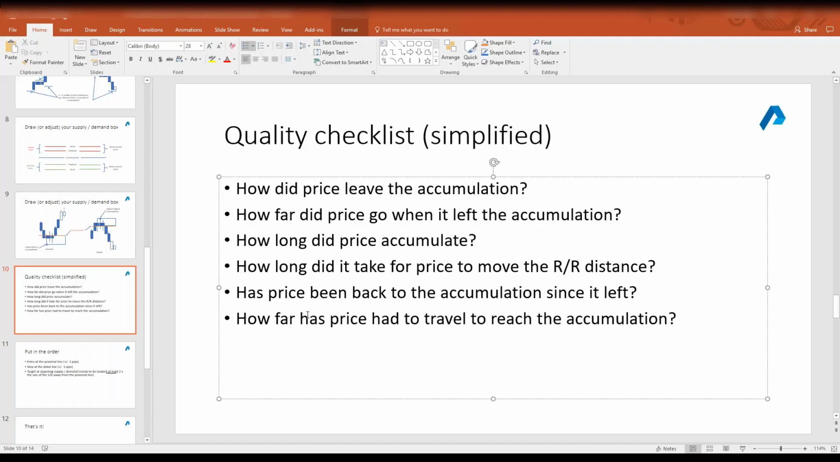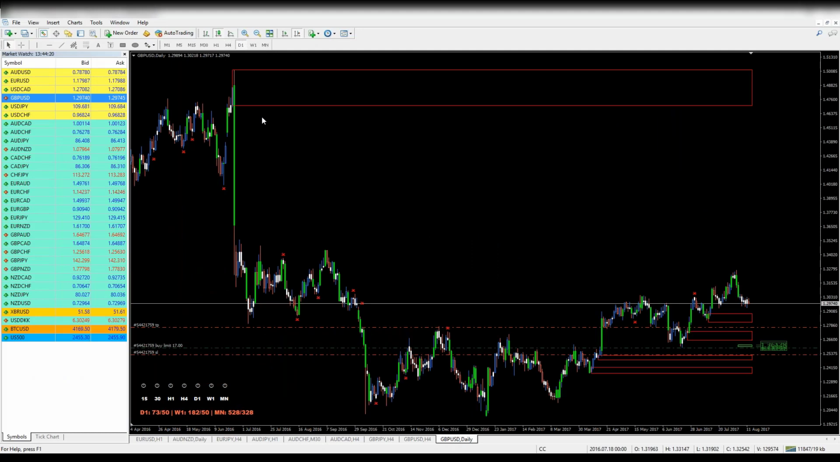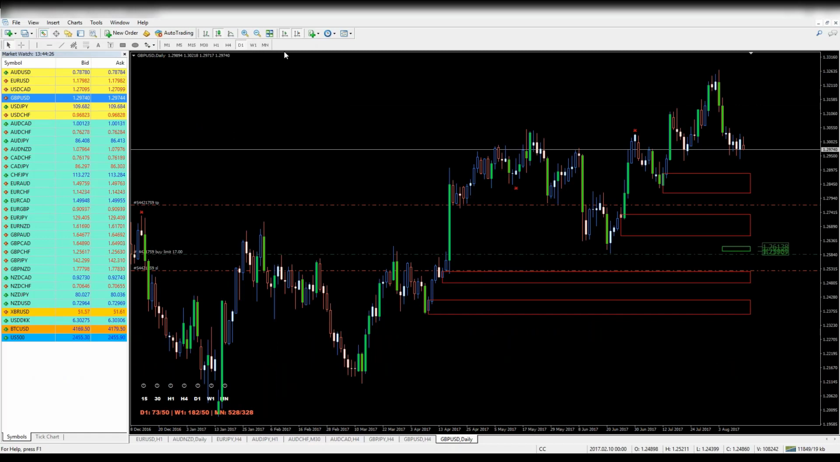Good. Yeah, and that's pretty much the checklist. I wouldn't overcomplicate it. I would just look for the areas where price really manages to cut away. You want to see opposing supply and demand consumed. You want to see market structure fail. And this is going to definitely increase the likelihood of these areas holding.